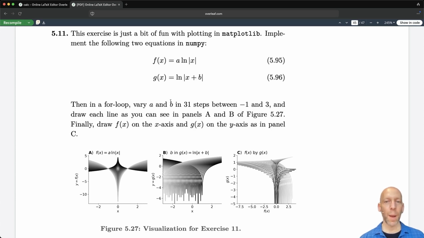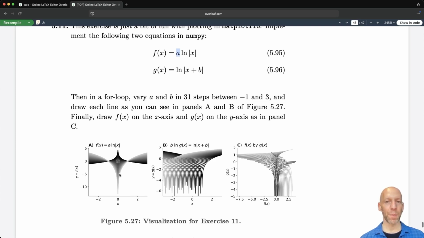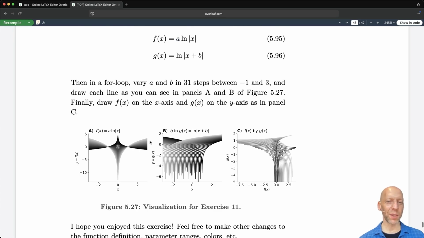These are scalars, and they vary between -1 and +3 in 31 linearly spaced steps. So in a for loop, you want to vary these 2 parameters, a and b, and basically just draw each line of the function as a separate line in the figure, using a separate grayscale value. Now, I try to make most of these figures in grayscale for the book, so the book can be printed in grayscale. Obviously, you could plot these in color if you like.